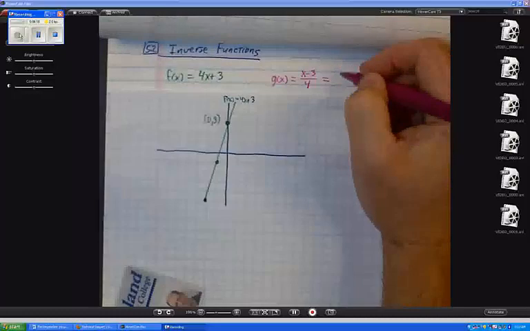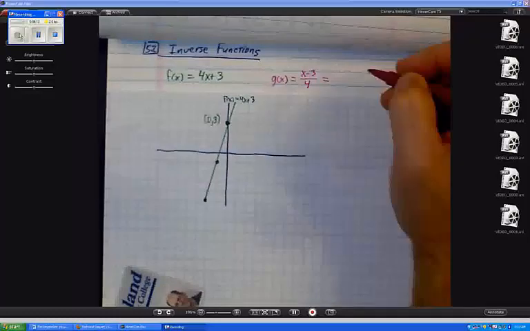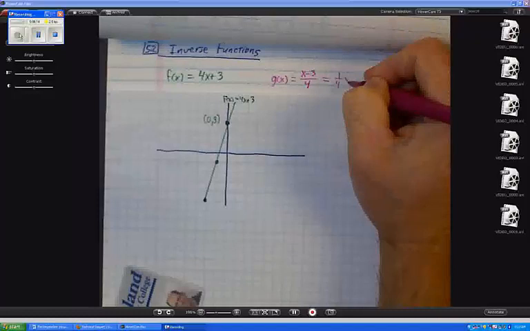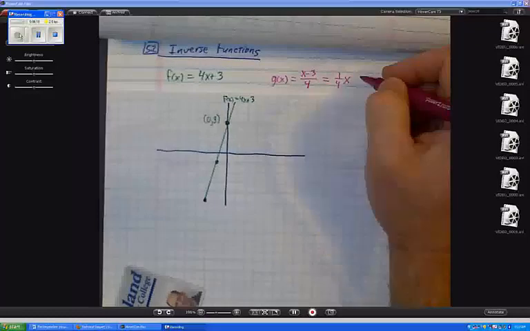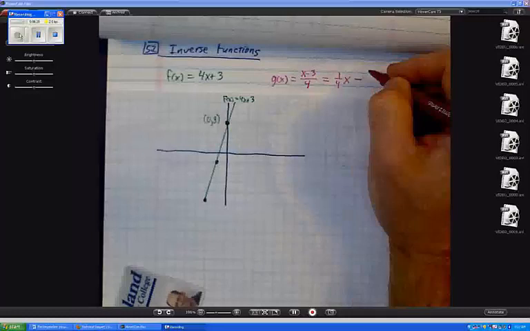Or the way Amanda was saying it was 1/4 x. You could say x over 4. You could say 1/4 x. It's the same thing. And then minus what? 3 over 4.